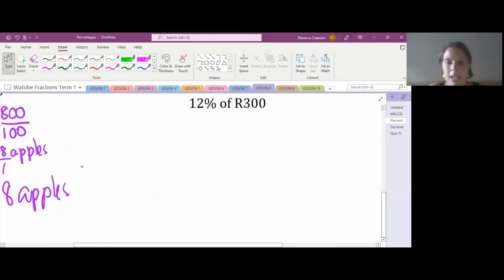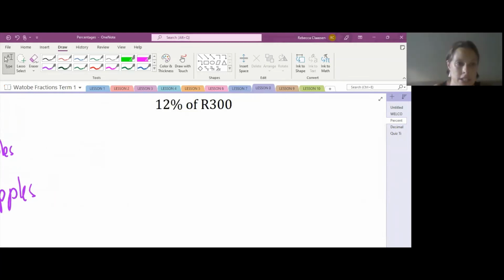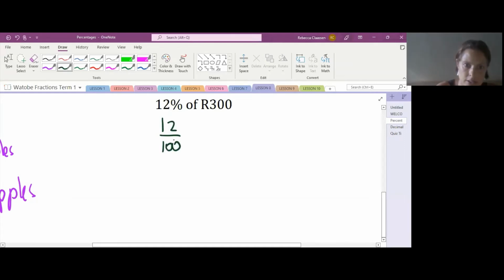Okay, I think time is up. Okie dokie. All right, so I think Oratiwa was going to do it for us. Okay, Oratiwa. 12% of 300. Ma'am, so the first thing I did was make 12% into 12/100 because the percent is out of 100, ma'am. And then I put 300 as 300/1 times 12/100, ma'am.